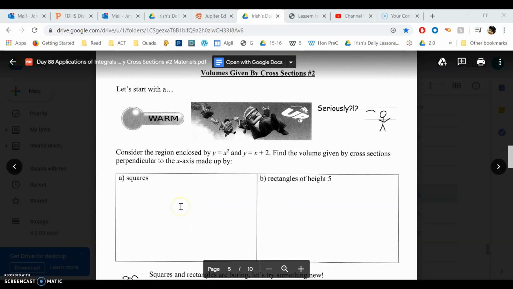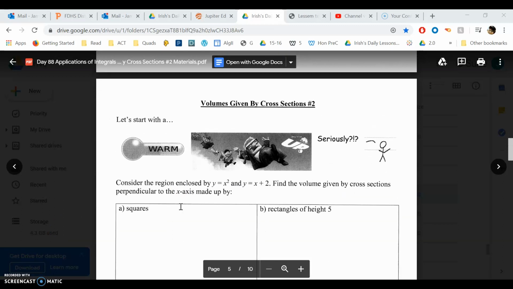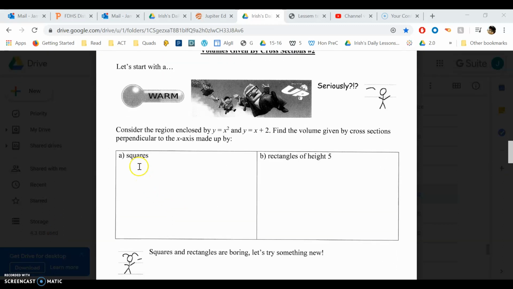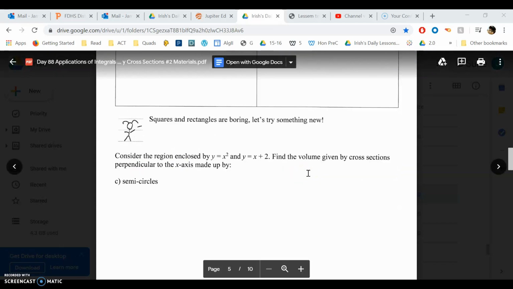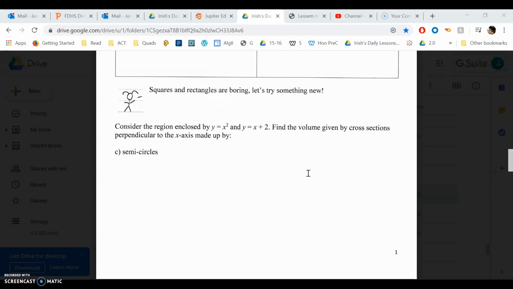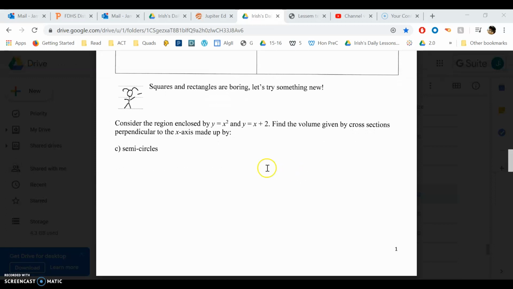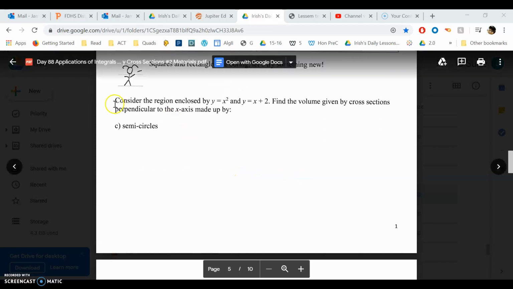And so here is your title right here, Volumes Given by Cross Sections number 2. I'm not going to go over the warm-up, which is finding the volume when we're given squares and rectangles of height 5. You should already be great at that. But here's one we're going to work on today. Okay? So we're going to do the same problem.